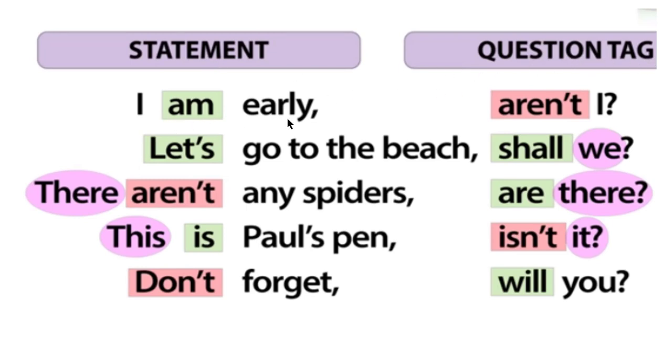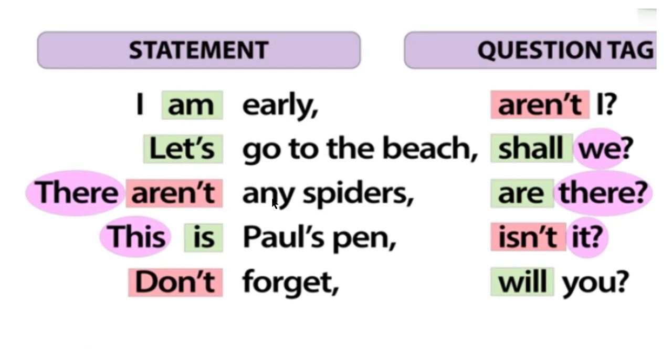We have a statement here and a tag question. The statement, I am early, aren't I? With let's, we use let's. We are talking about we. Let us go is let's go. Let's go to the beach, shall we? Because it's about plural, a group of people. It's we, okay? Let us go.